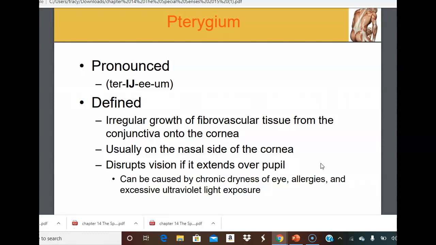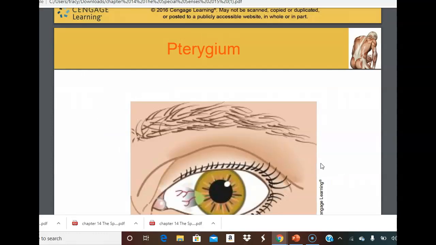But if it does impede the pupil, they'll do some sort of procedure to try to remove some of it so it doesn't affect the vision. Okay. Causes can be chronic dry eye, allergies, and sometimes they think even UV light. So people that don't wear sunglasses could be at increased risk for getting a pterygium. And the P is silent, so it sounds like "terygium."